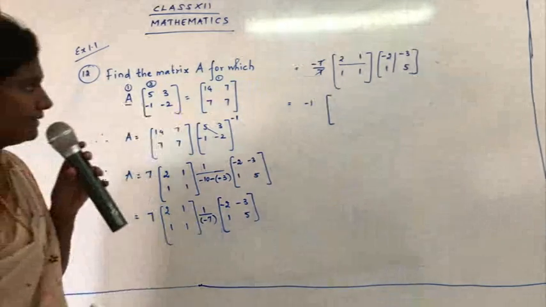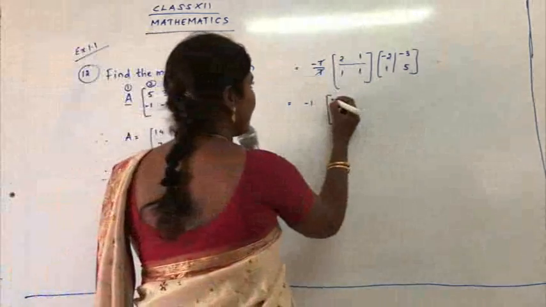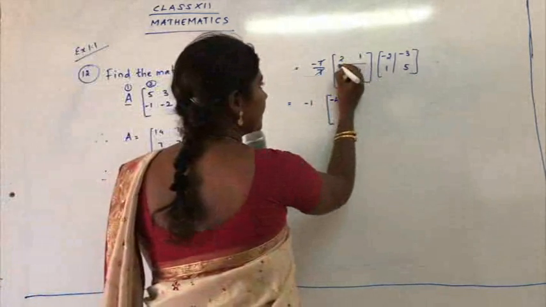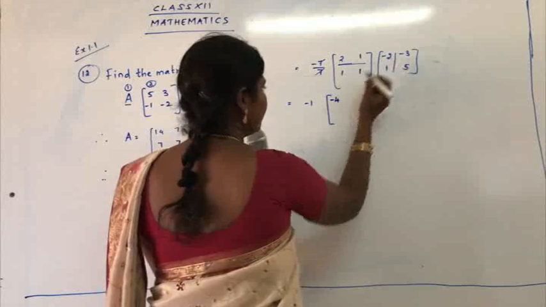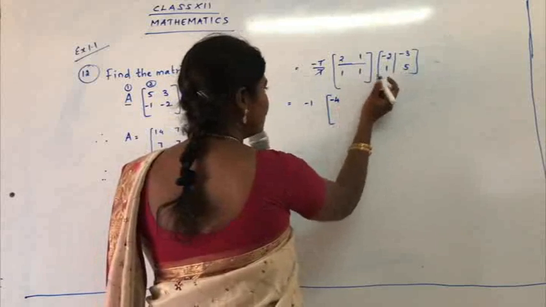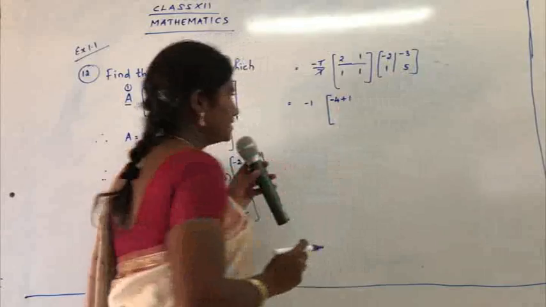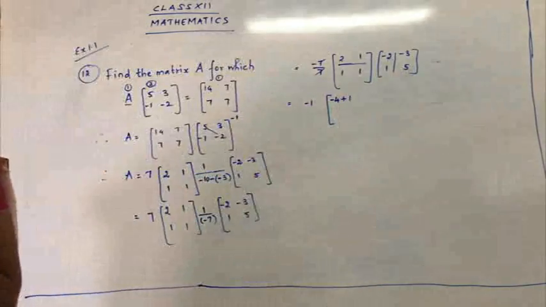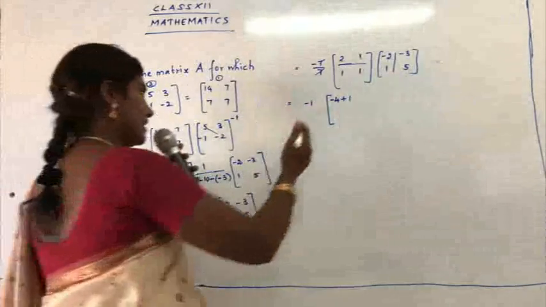Okay, let's get the answer. So this is minus 4. It's like this, 2 into minus 2, minus 4. 1 into 1, plus 1. So the first part is minus 4 plus 1. Let's go for the second part.